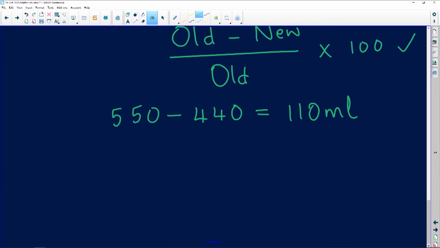milliliters. What do I do with this 110 milliliters? I have to divide it with the old price. Why am I dividing it with the old price? Because is it really an increase from the old price? So that's going to be 440 milliliters, and then I need to multiply that by 100.